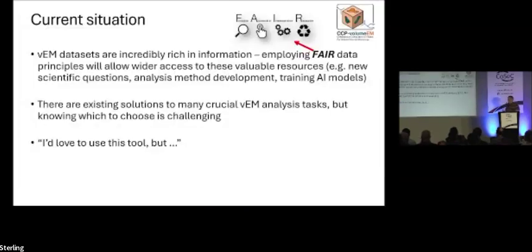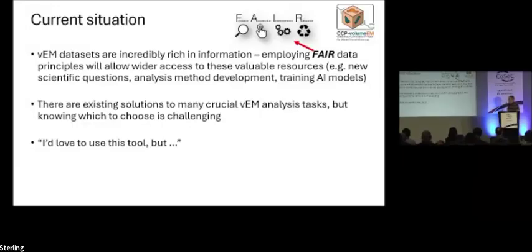Okay, so the current situation: there's quite a lot of these data sets out there. They've been relatively lightly mined for information, but they are incredibly rich in information. One of our goals with the CCP is to employ these FAIR data principles, so findable, accessible, interoperable, reusable, and make these data sets available to people who might be able to mine useful information out of them, maybe information that we didn't think about, maybe train future AI models on these things.